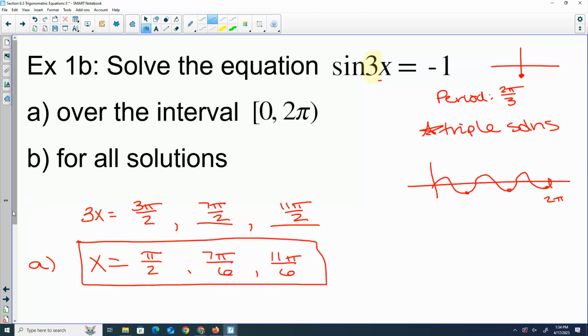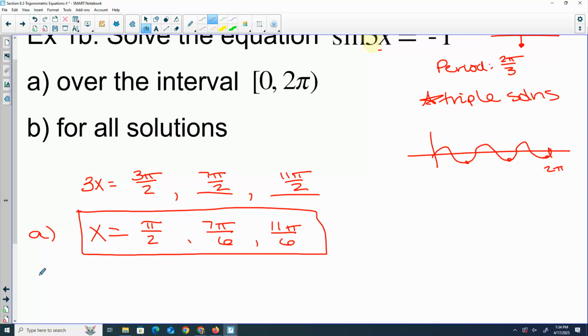Part B, when it says all solutions, then we have to think back. Our original solution was just the pi over 2. Right, we only had one solution to start with. Plus, if we add our period, the period is 2 pi over 3. So plus 2 pi over 3k, where k is an integer.